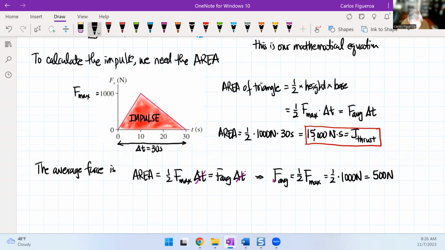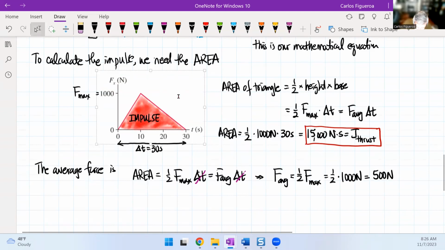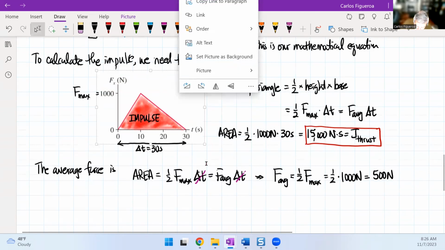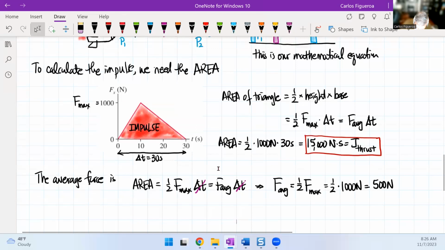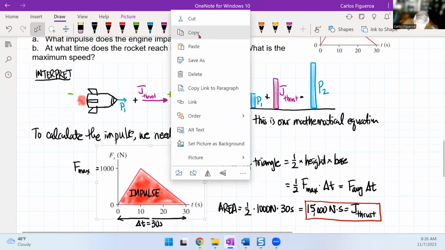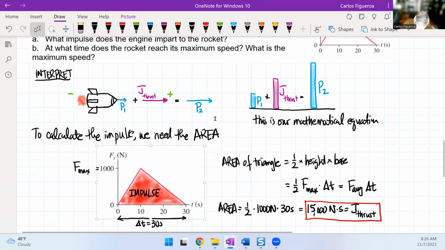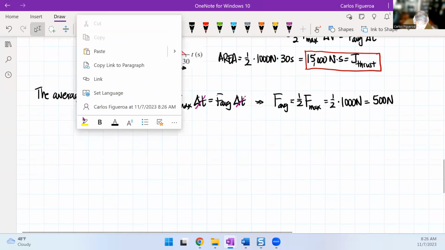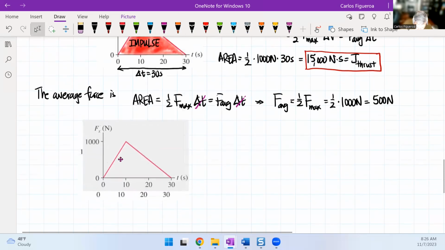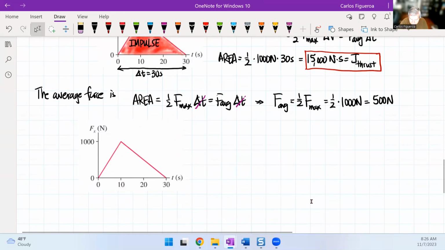If I look at this curve again, what this average really tells us here is, let me see if I can copy this again. It says this. I have my impulse curve.